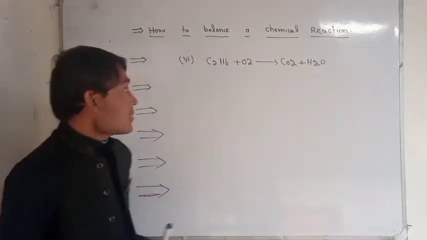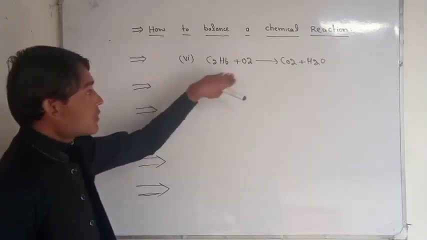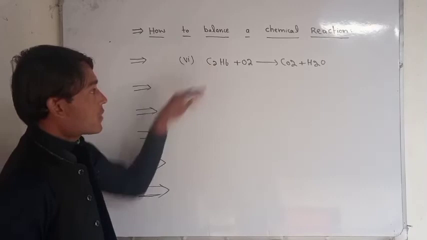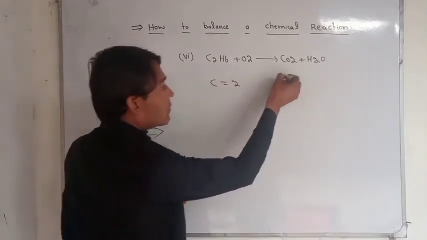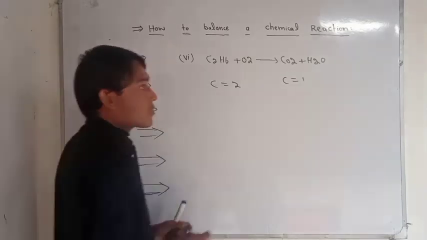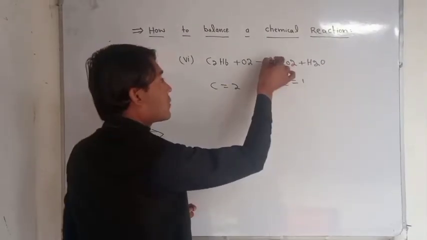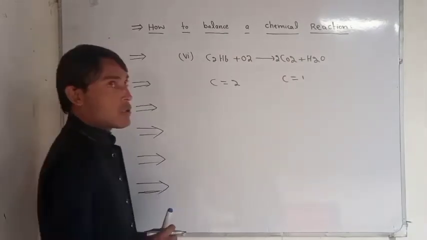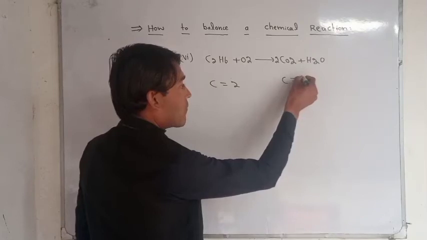So now let's talk about the metal. There is no metal, so let's start with carbon. The number of carbon on the left is 2. Here the number of carbon is 1. So what to do? Just write 2 as the coefficient on the right side. So the number of carbon is now balanced.